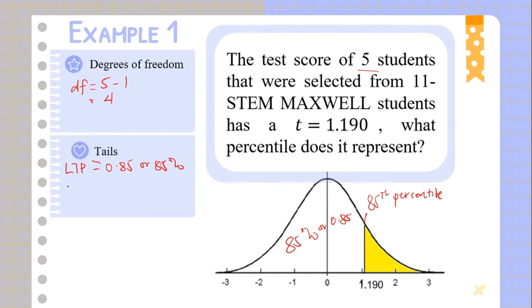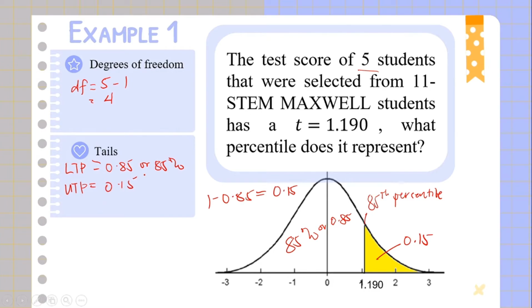Now, ano naman ang ating upper tail probability kapag ang ating lower tail is 0.85? So, 1 minus 0.85, that is equal to 0.15. So, ito ang ating upper tail, 0.15.